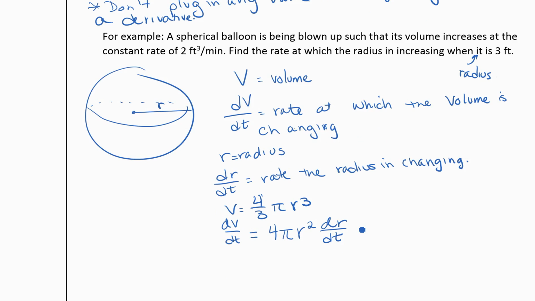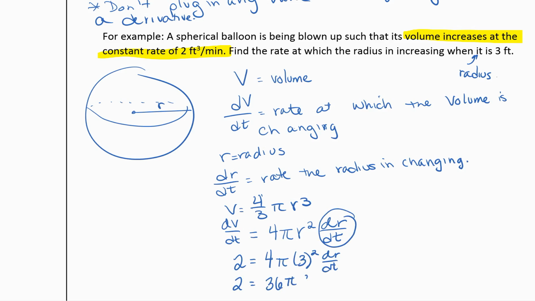Okay, now what are we given? We're given that the volume increases at a constant rate of 2 feet cubed per minute. Well, the rate of the volume is dV/dt. So for dV/dt, we're going to plug in 2. And we're looking for the rate of the radius, so we're looking for dr/dt when the radius is 3. So here we have 2 equals 36 pi dr/dt. So we would divide both sides by 36 pi.